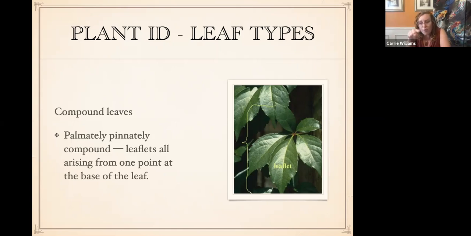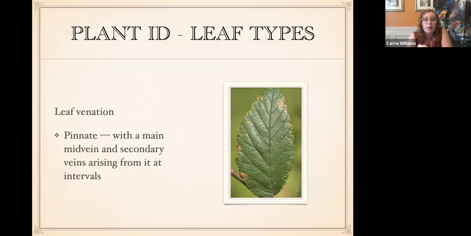So that whole round piece, that's the whole leaf, but it is palmately compound. So like a palm of a hand, and that's where the name comes from. So it all originates from one point at the base of the leaf. And there's a few others. 5-leaf akebia does that. Vitex, I think.